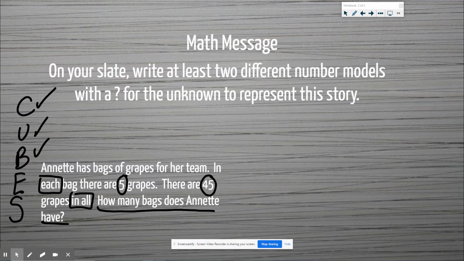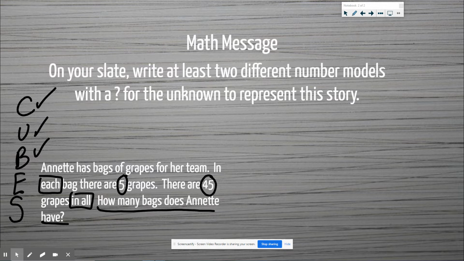I'm going to evaluate it. So when I evaluate, I go through and I think about what I know and what I can do to solve this. So Annette has bags of grapes for her team. In each bag, there are 5 grapes. So I'm picturing these bags and there's 5 in each of them. And there are 45 grapes in all. So I know my answer can't be more than 45 because that's how many grapes she has. And I can't have more grapes than what we started with.